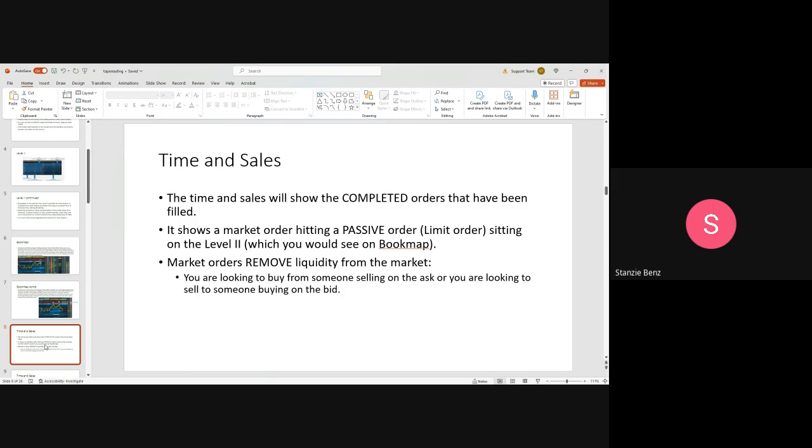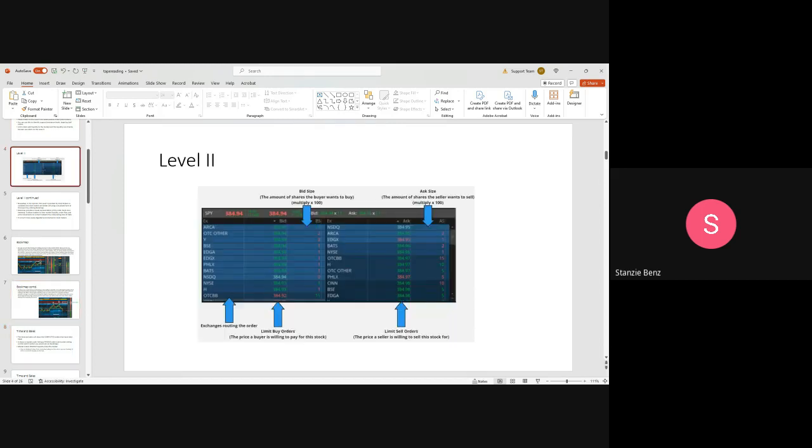So the market orders remove liquidity from the market. So when you place a limit order, you're adding liquidity to the market and it's waiting to be filled. And once it is filled, that liquidity is removed from the market. Understand? So you're looking to buy from someone selling on the ask, or you're looking to sell to someone buying on the bid.